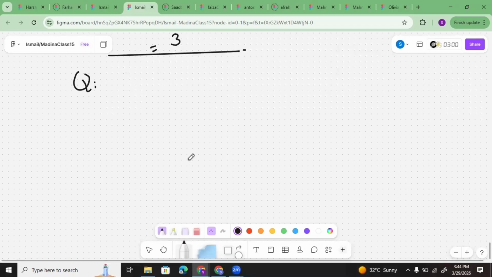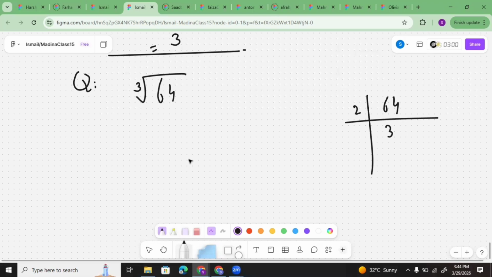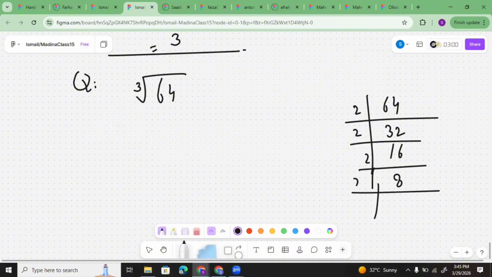For example, if I want to find the cube root of 64, first I need the factorization of 64. So 2 times 32, then 2 times 16, then 2 times 8, 2 times 4, 2 times 2, and 2 times 1. Is it clear or not?